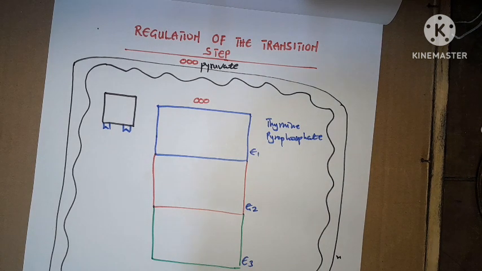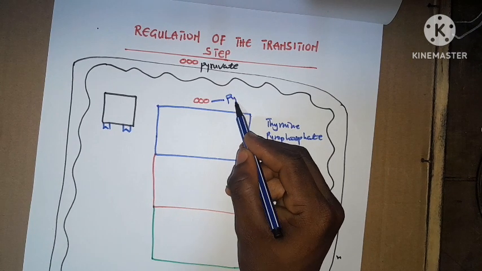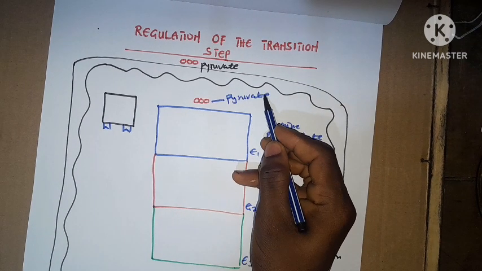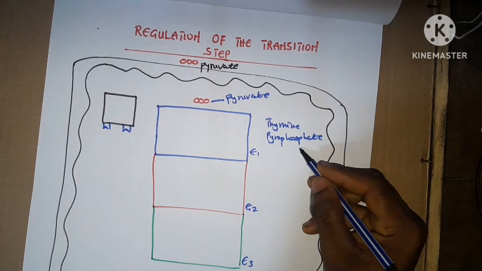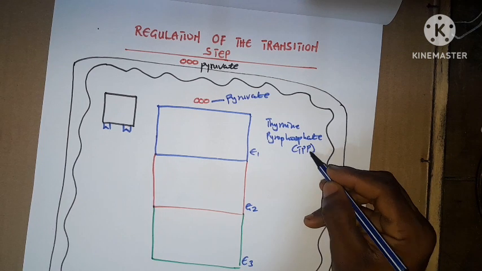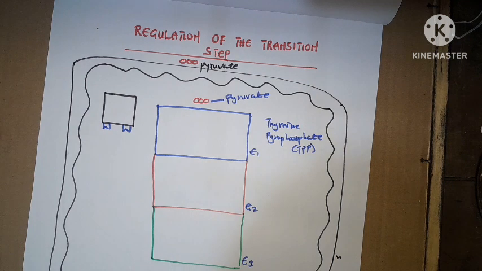Now, this thiamine pyrophosphate will react with this pyruvate molecule inside the mitochondria. This is our pyruvate molecule inside the mitochondria. This thiamine pyrophosphate is also known as TPP. So TPP will react with this pyruvate, and when it reacts with this pyruvate, a carbon atom will pop out in the form of carbon dioxide. Let me do that here.